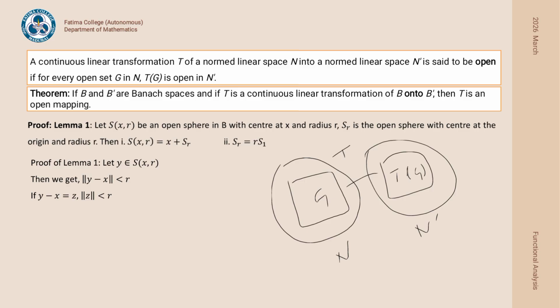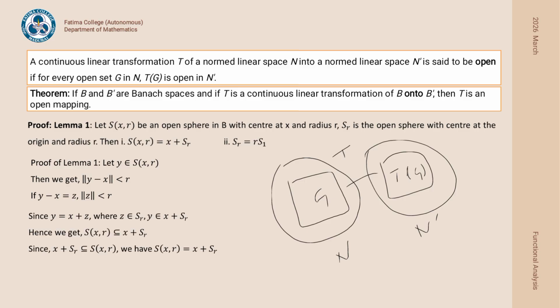By the definition of open sphere, norm y minus x is less than r. If I take y minus x is equal to z, then we have norm z less than r. By the definition, we know this z belongs to SR. Since y minus x is equal to z, y is equal to x plus z. As z belongs to SR, we have y belongs to x plus SR. Starting from y in S of x comma r, we have proved y in x plus SR. Therefore, S of x comma r is a subset of x plus SR.